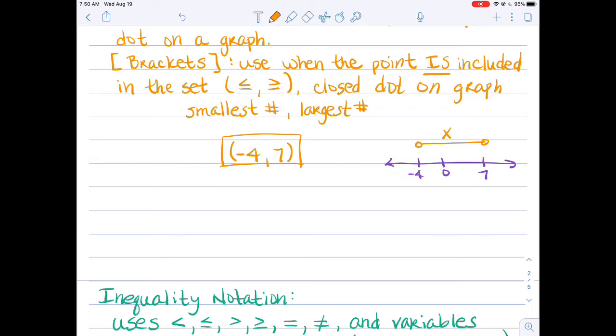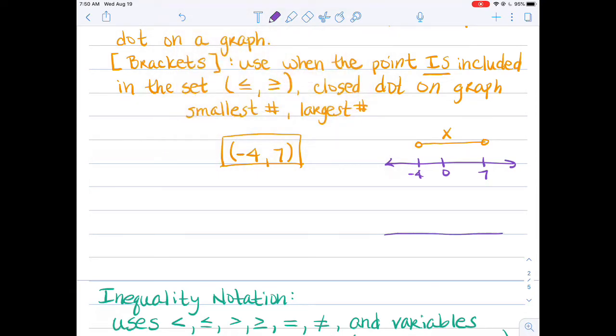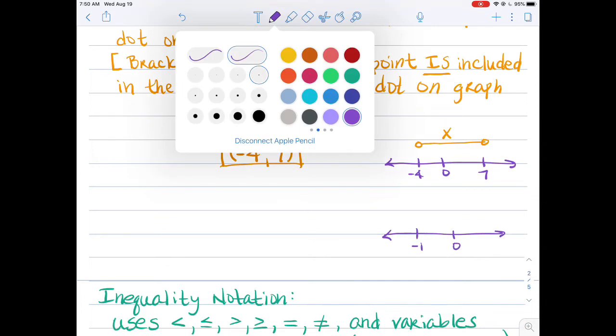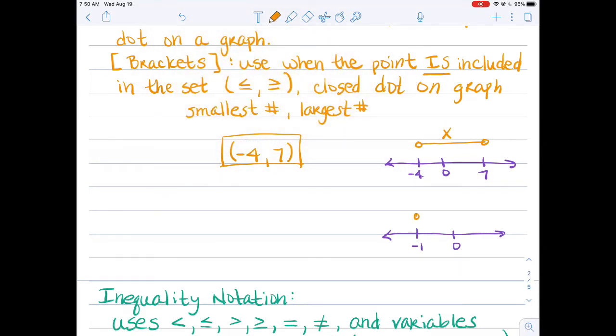Okay, let's look at one more. Let's have another line where we have -1 on one side, and I'll just put 0 there for reference. And we have a closed dot, a filled dot this time. And x is going to go to the left. Well, what's on the left? We are headed towards negative infinity. Do we ever get there?